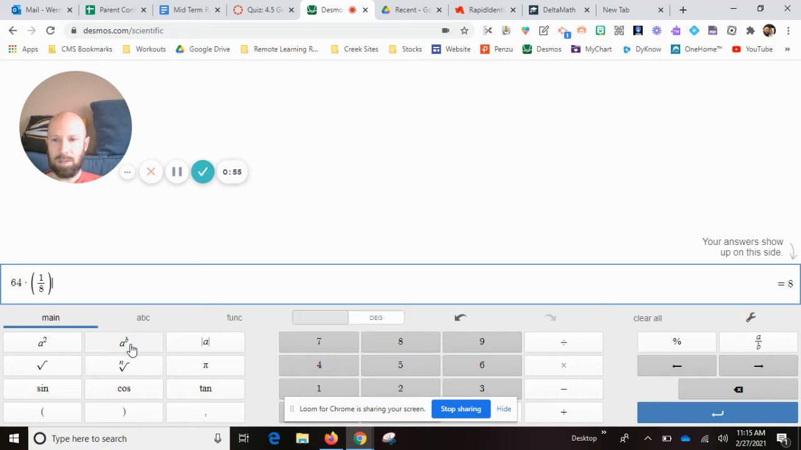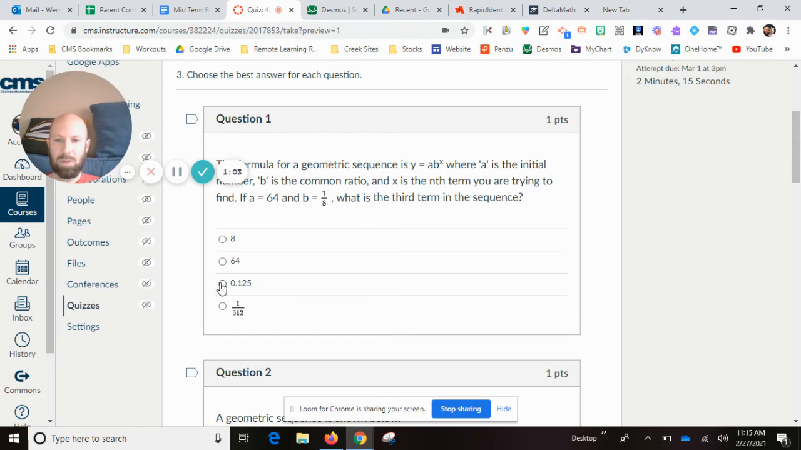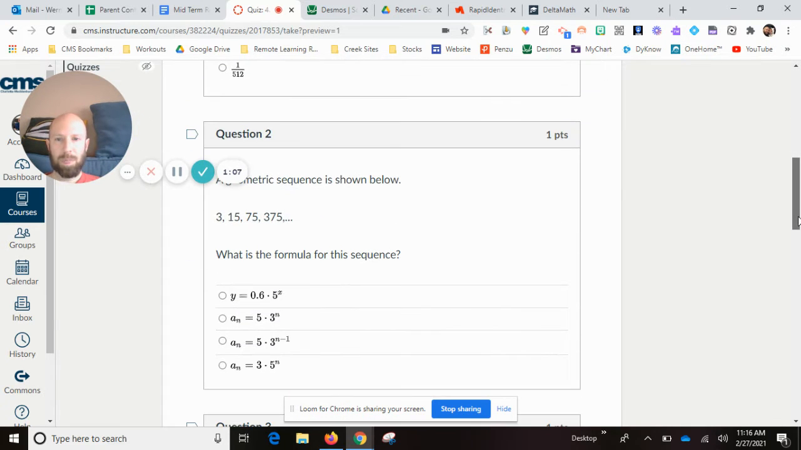Again, we want it to the exponent, and this says the third term, 0.125. There is the answer. Let's go to question 2.